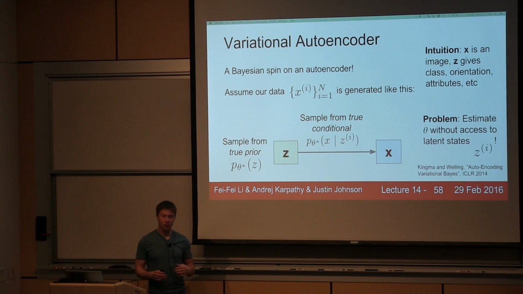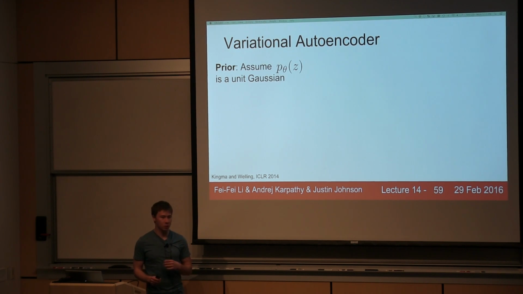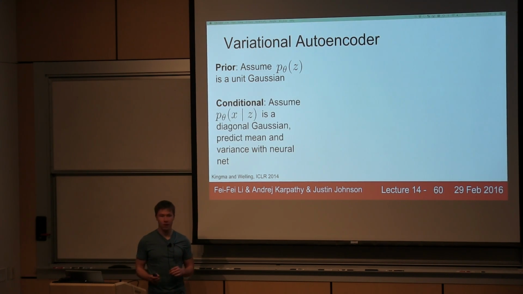So the problem now is that we want to estimate these parameters theta of both the prior and the conditional without actually having access to these latent states Z. And that's a challenging problem. So to make it simpler, we're going to do something that you see a lot in Bayesian statistics, and we'll just assume that the prior is Gaussian, because that's easy to handle. And the conditional will also be Gaussian, but it's going to be a little bit fancier. We'll assume that it's a Gaussian with diagonal covariance and some mean, but the way that we're going to get those is we're going to compute them with a neural network.